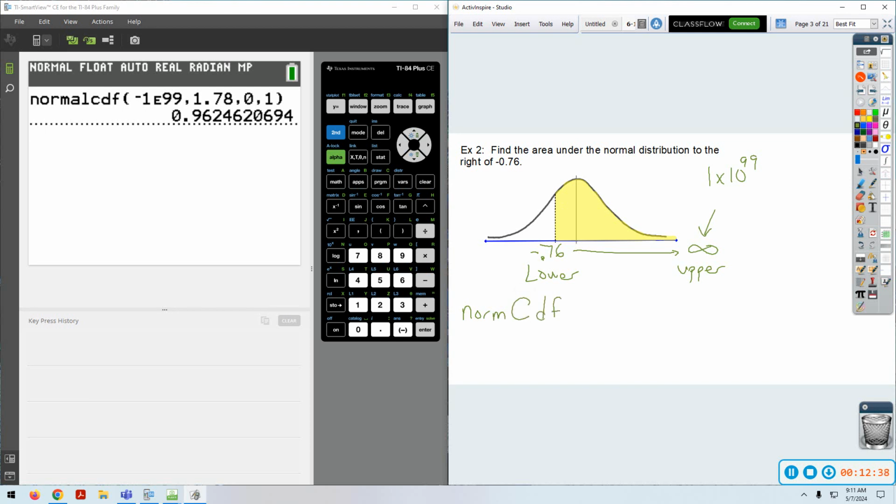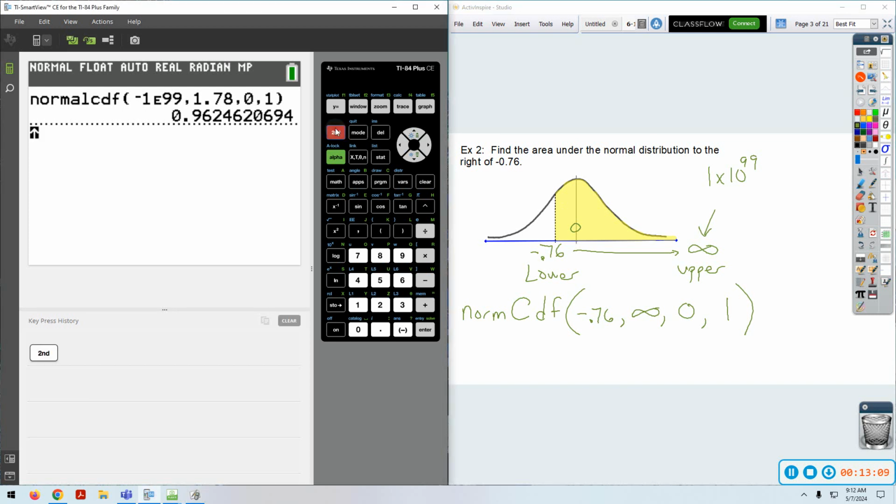Again, it's a norm CDF combined of all the values from the lower value, negative 0.76 z-score, comma, up to infinity, comma. Remember, mu is the average, which is 0, and my standard deviation is 1. I know that because this is what's known as a standard normal distribution. Type that into the calculator.